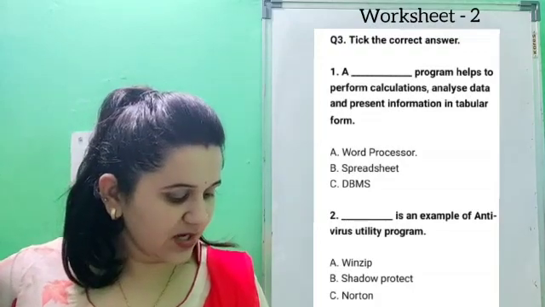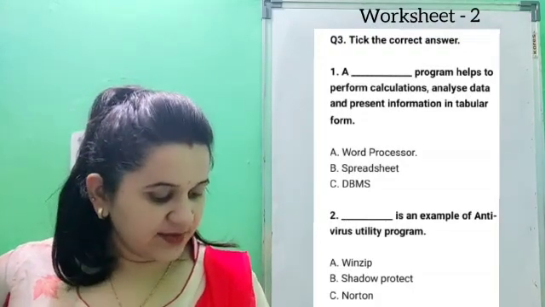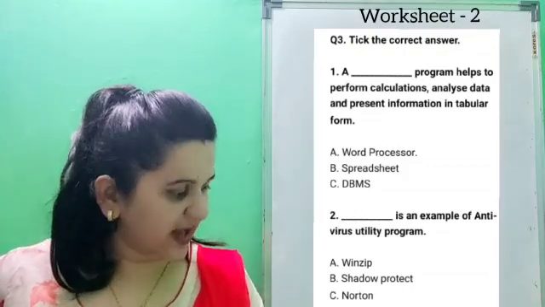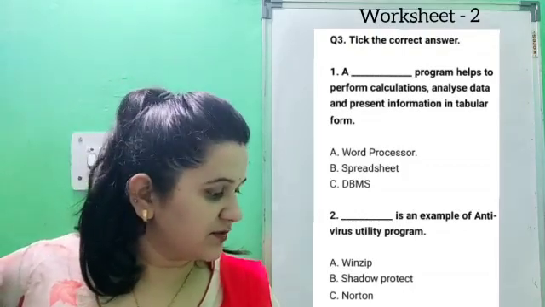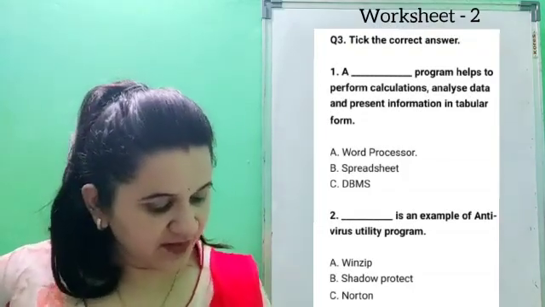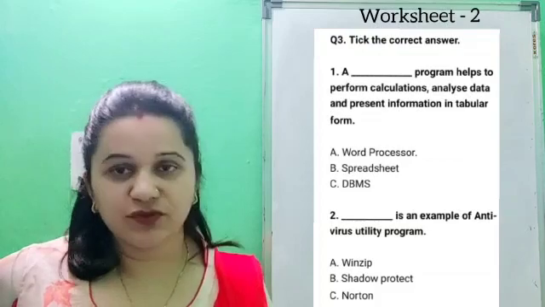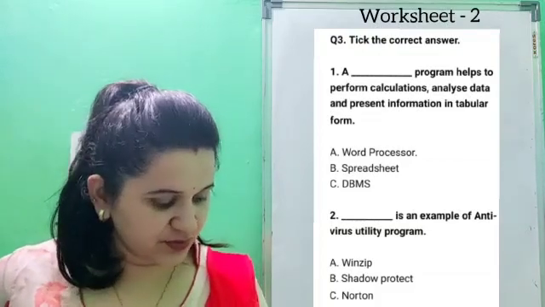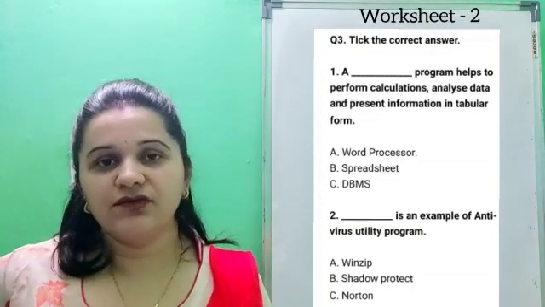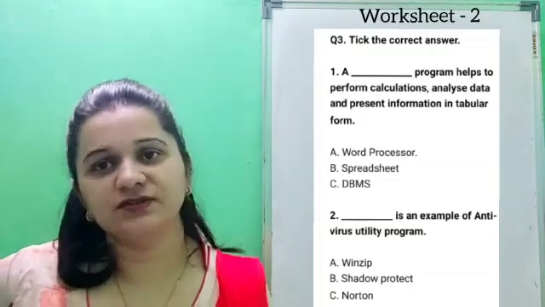Okay. Now, second one, dash is an example of antivirus utility program. Now, on page number 14, utilities topic is given. Okay, just go through that topic and then find out which of the 3 options is the correct option. Options are A, WinZip, B, Shadow Protect, or C, Norton. Which of them is an example of antivirus utility program?